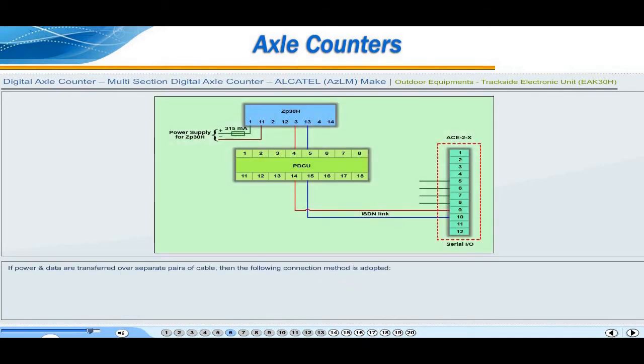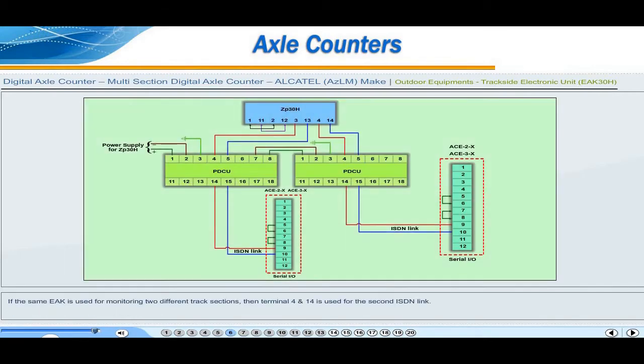If power and data are transferred over separate pairs of cable, then the following connection method is adopted. Terminal 1 is positive power. Terminal 11 is negative power. Terminal 3 is data line. Terminal 13 is data line. Terminals 2 and 12 are not required to be looped. If the same EAK is used for monitoring two different track sections, then terminals 4 and 14 are used for the second ISDN link.